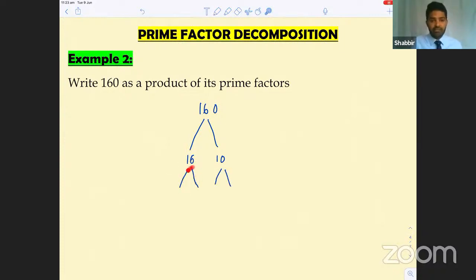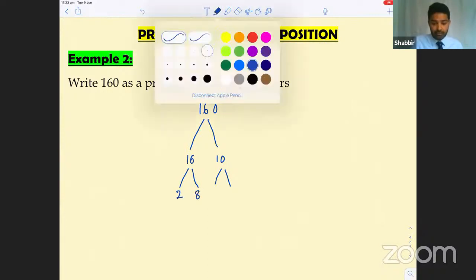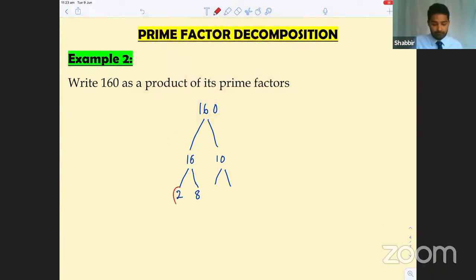Okay, here I'm going to think of two numbers that multiply together to give me 16. So 2 and 8 I could have, and 2 is a prime number, so I'm going to circle 2. 8 isn't a prime number, so I can branch off 8, and I get 2 and 4 times together to make 8. Again, circle the 2, it's a prime. 4 isn't prime, which gives me 2 times 2, and I can circle both of them.